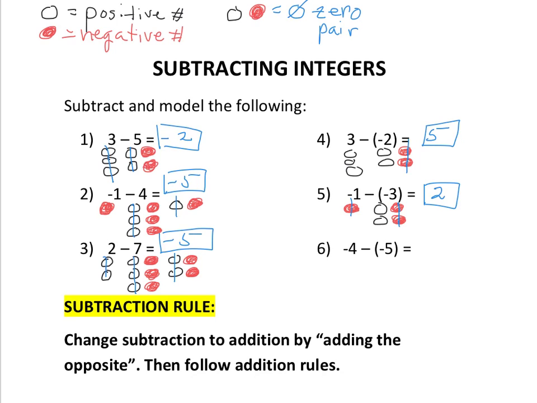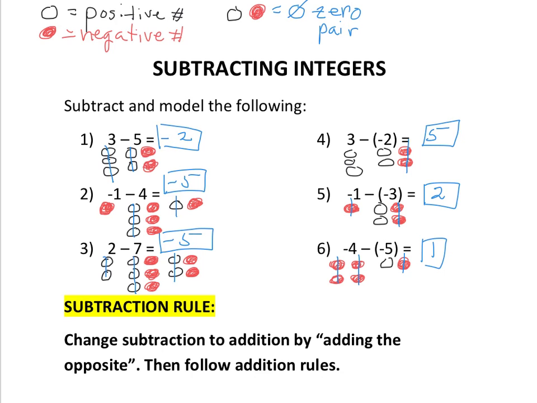Last one with counters. So this time we're going to start off with 4 negative counters. And the problem asks you to take away 5 negative counters. Well, I already have 4. I almost have enough. I'm short 1 negative counter. So that means I'm going to have to add 1 zero pair and only 1 zero pair. So now I have 5 negative counters that I can take away. 1, 2, 3, 4, and 5. And then count what you have left. We only have 1 positive left, so the answer is positive 1.